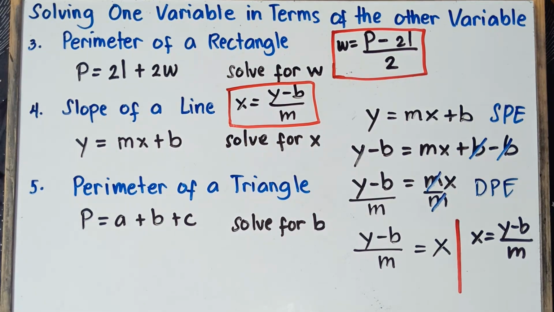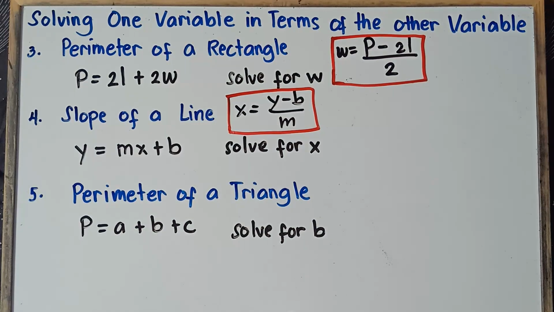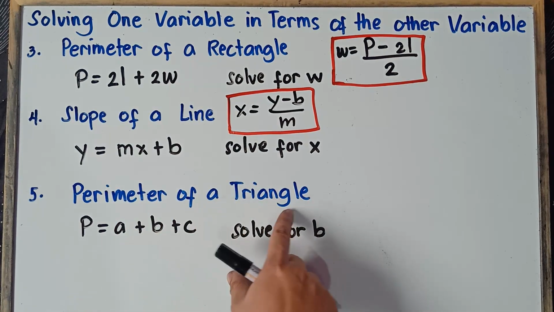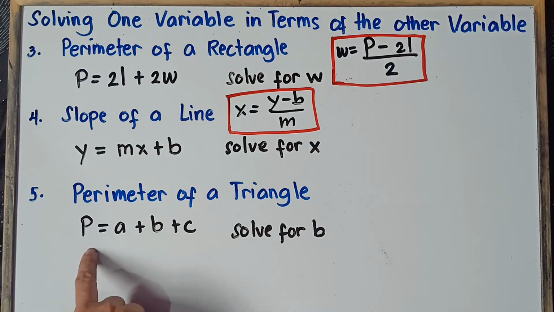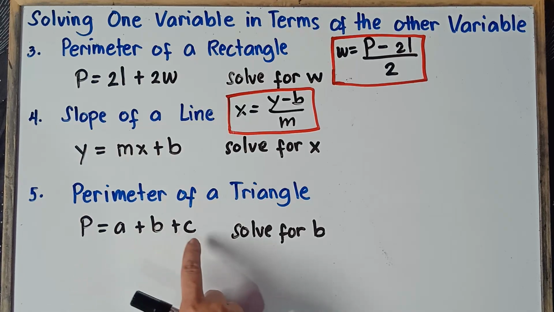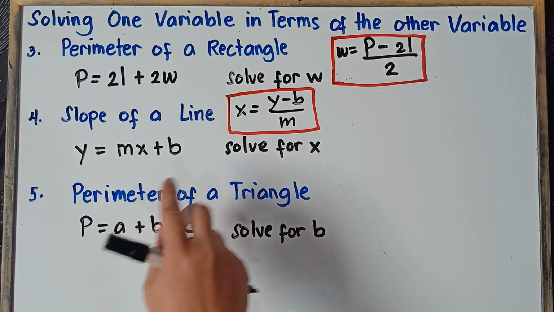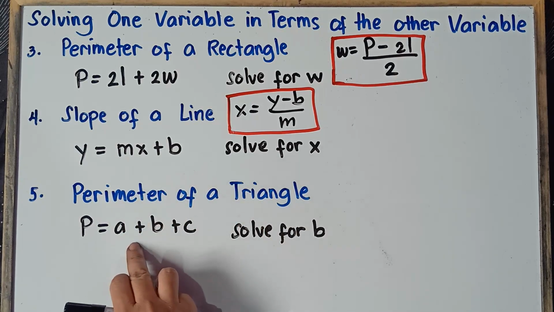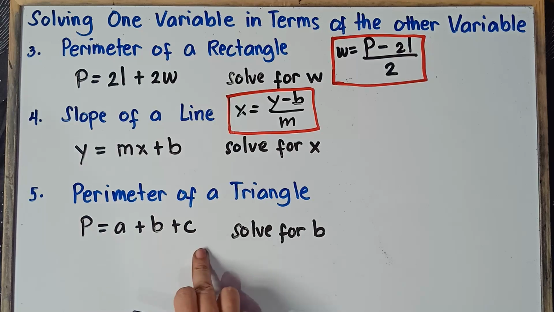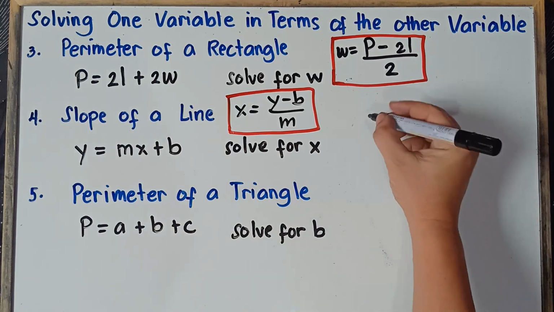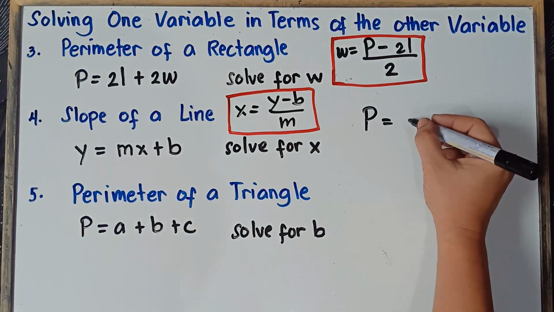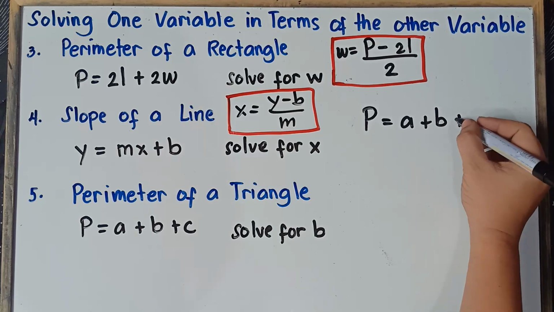Alright, so we're down to the last example, class, example number 5. We have given formula perimeter of a triangle. So perimeter of a triangle is equal to a plus b plus c. Once again, class, perimeter is the sum of all sides. There will be a plus b plus c, and you're told to solve for b. So how will you solve for b?